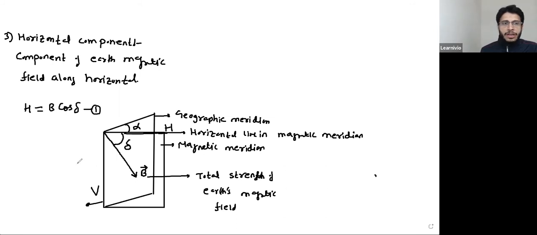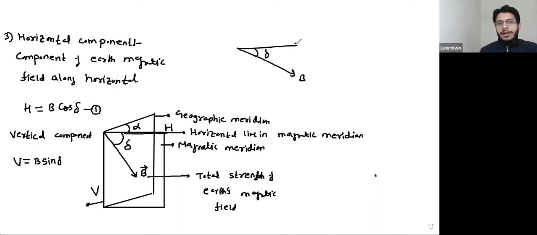Okay, now tell me the vertical component. What is the vertical component along this direction? See, the vertical component is B sine delta. It's simple resolution of a vector. You have this vector B here, this angle delta here. I'm asking you the horizontal and the vertical component. Horizontal component is B cos delta, vertical component is B sine delta. So V is B sine delta, that's equation number 2.